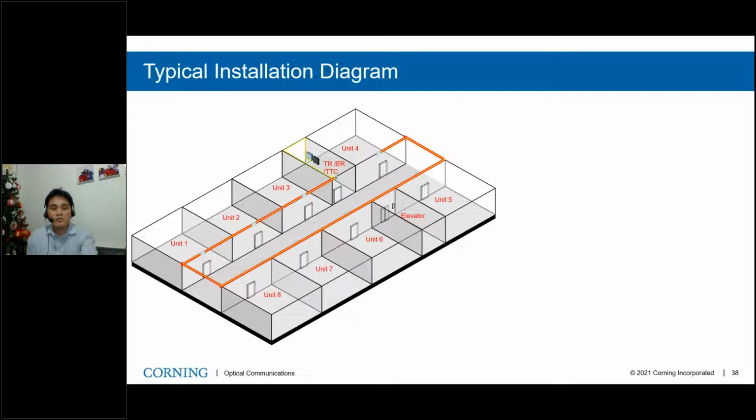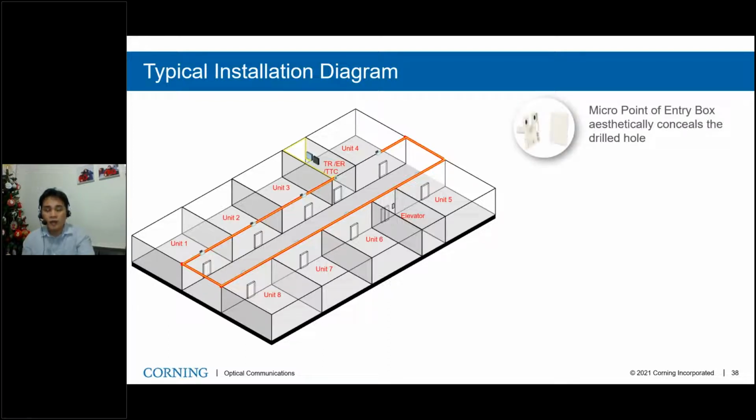Okay, so this is also a typical installation diagram for the ClearTalk in living unit. After a subscriber application is approved, the installer will go to the building and the assigned floor as well as the assigned unit. He will first check the proper cable routing. Then afterwards, he will need to drill an access if it's not yet available, then cover it with a micro point of entry box, which will conceal the drill hole or drill access.